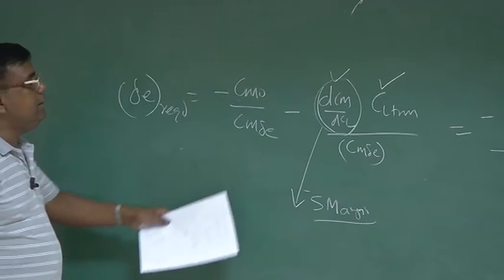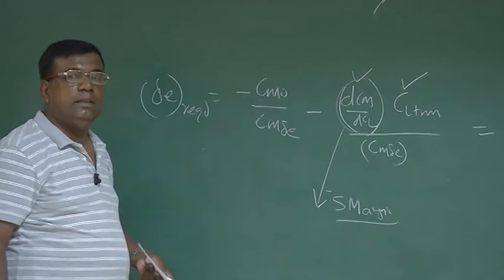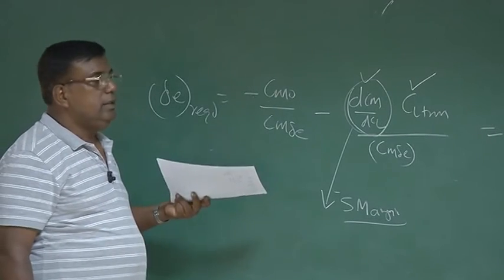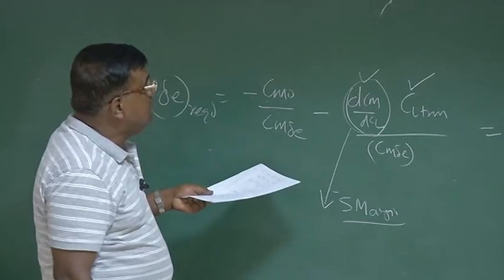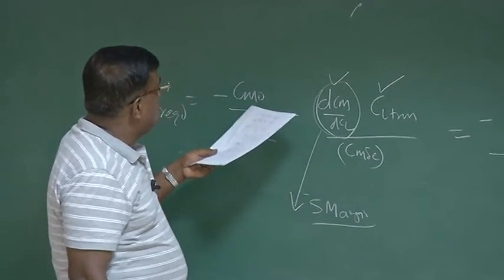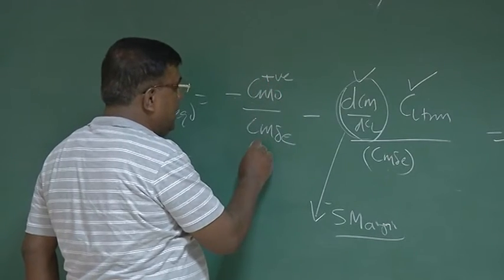And since this is negative, this dCm by dCl is what? This is minus static margin, so this is negative. And Cm naught is positive. Let's understand this. Cm naught is positive, Cm delta is negative.